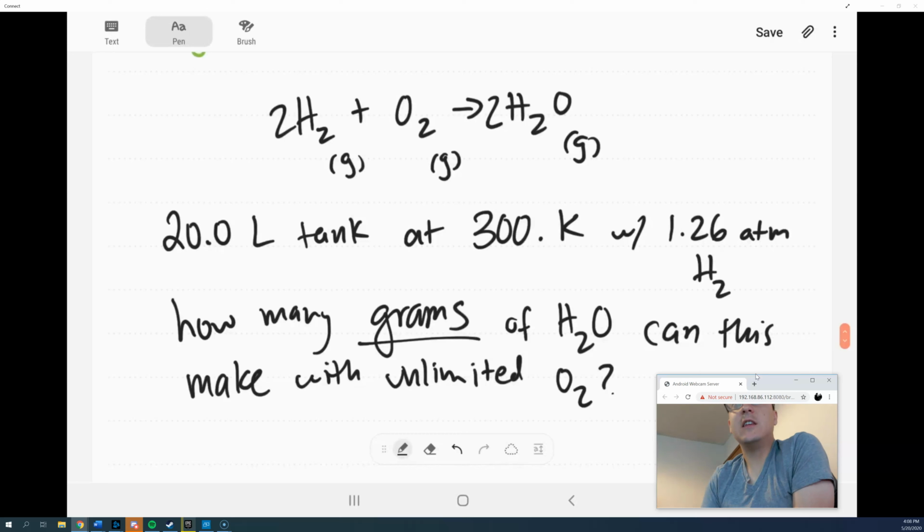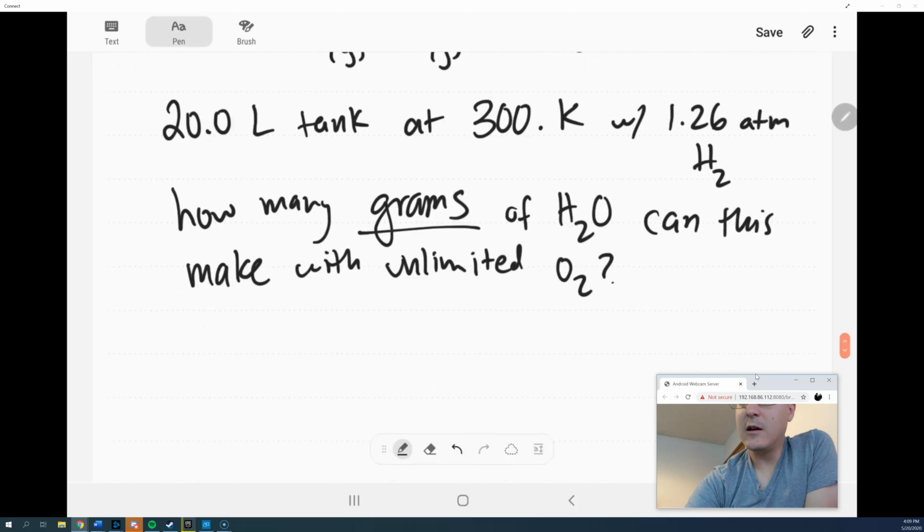So we can use this information. All right, so we always want to start with whatever information we're given. So in this case, we are given 3 properties of a gas, right? And we are looking for the mass of a substance at the end. So we have a volume, temperature, and pressure. We want to somehow end up with grams of water.